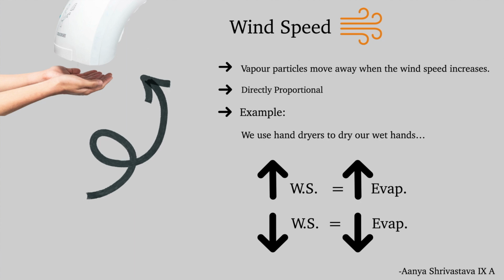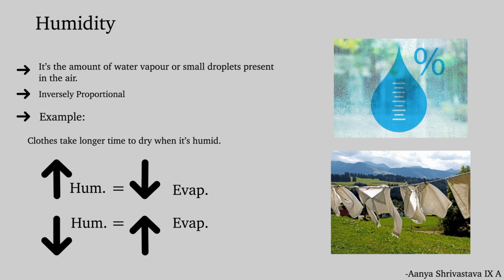Now if I talk about one example of this, as you can see on your screen, we have a hand dryer in malls and shopping places. If you place your hands below that, your wet hands will get dry quickly. Why? Because of the hot air which it releases, and this shows the best example of wind speed. Now we're going to move on to the last and foremost factor which affects evaporation a lot.